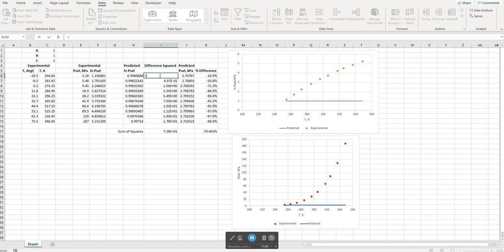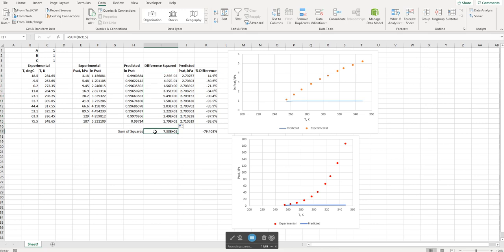So this is equal to, and I'm going to use parentheses, H6 minus F6, and then square it. All right. And you see that's a pretty small difference. And then I just copy and paste that down. And you can see as we progress here, our difference squared gets even bigger. Now, in regression, in least squares fitting, we don't want to minimize each one of these. We want to minimize the sum of all these.